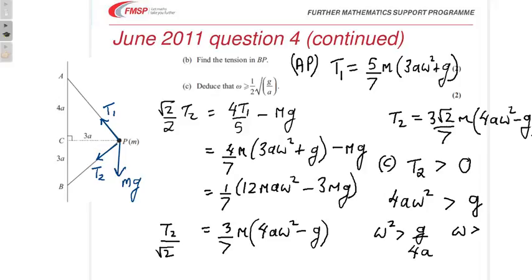Now we'll think about the greater than or equal to in a minute. 1/2 root g over a. So that's that expression. Now, if we made this greater than or equal to 0, it would mean the tension in the string BP was just coming to 0. So it was on the point of being slack. So I suppose there's justification for having greater than or equal to there. That's the critical value when T2 is just coming to 0, and that gives the answer they want for part C.